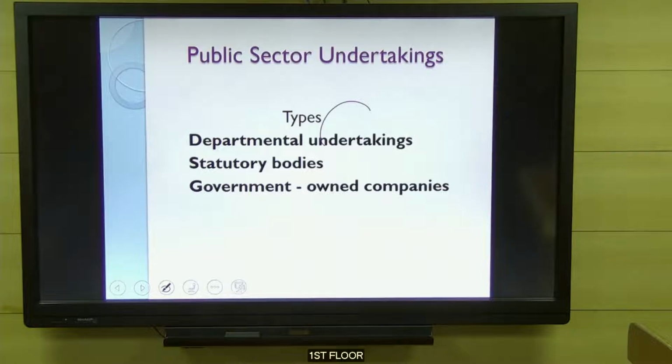The staffs are known as government staffs.